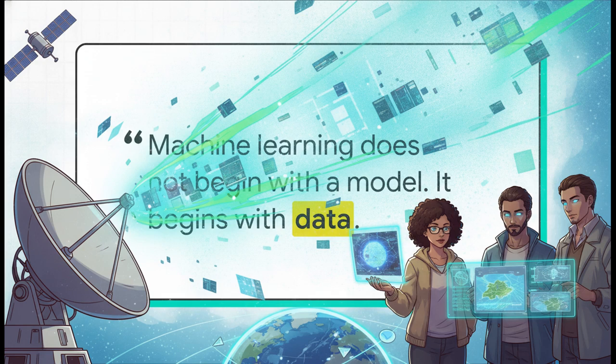And as author Hyman Namdari points out right at the start of his book, machine learning does not begin with a model, it begins with data. This is a golden rule. An AI model is only ever as smart as our understanding of its input data. If we don't know what the satellite is actually measuring, our AI is literally flying blind.